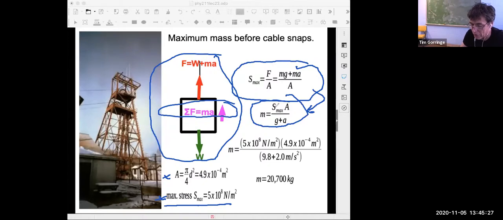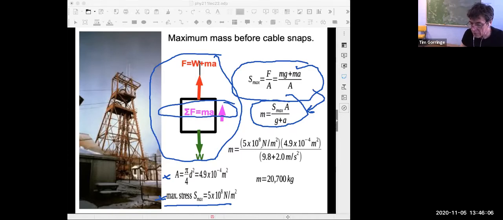It depends on the maximum stress, which makes sense. The bigger the maximum stress, the bigger the mass of the elevator and occupants could be. And it also depends on the diameter of the cable. And then it depends inversely on the acceleration of gravity and the acceleration. So if you had your elevator on Saturn, where the acceleration of gravity is much larger, it's much more likely to snap because it's overcoming a bigger weight. If we put this elevator on the moon, where the acceleration of gravity is smaller, then it's much less likely to snap because you're overcoming less weight.